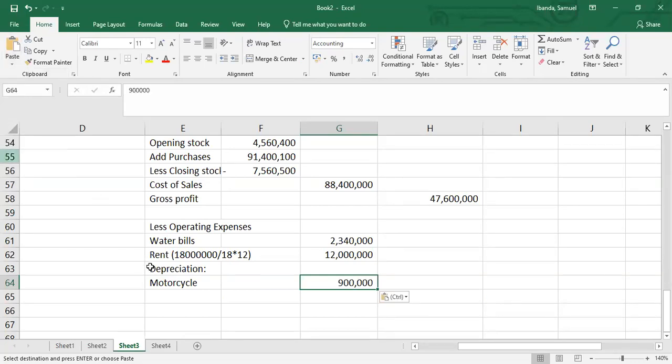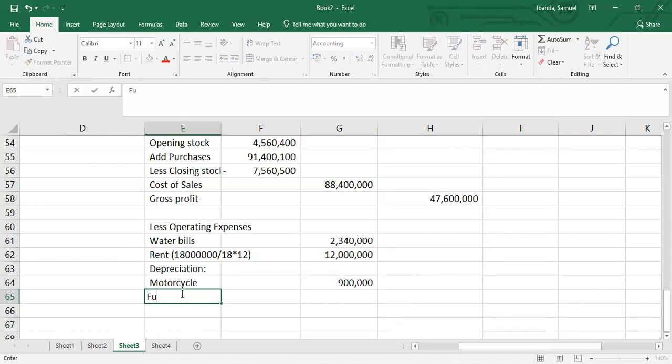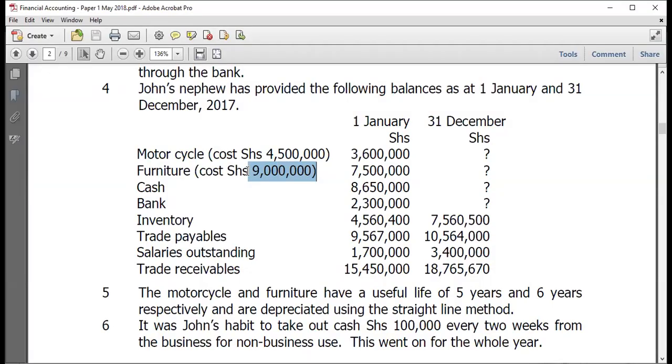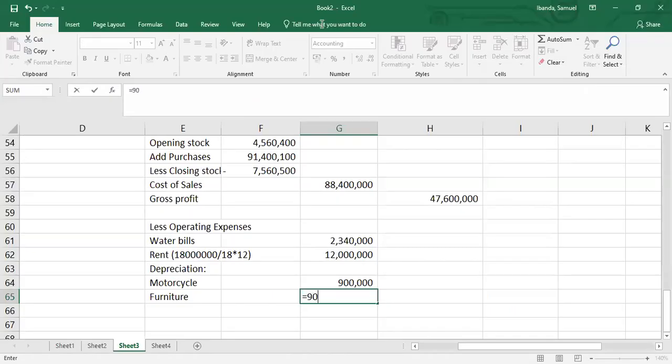Then I'll do also for furniture. For furniture, the cost is 9 million. So basically what I'm going to do is 9 million divided by 6, because it's also on straight line method. 9 million divided by 6.